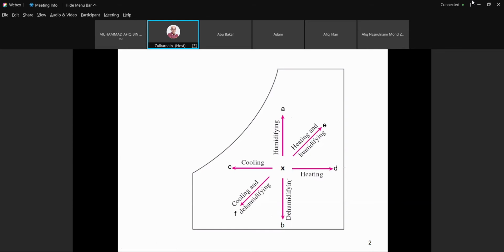Okay, we must have a device to heat the air up. So usually we are going to use an electrical resistance heater. While for the cooling process, we are going to have a cooling coil. Okay, we are going to have the cooling coil. So we are going to look at these processes in detail.